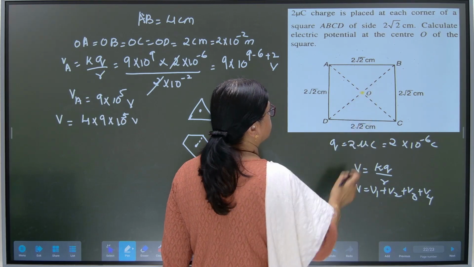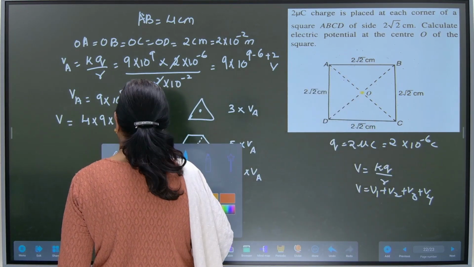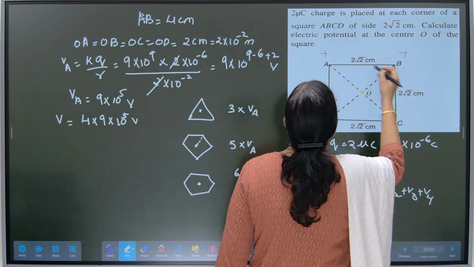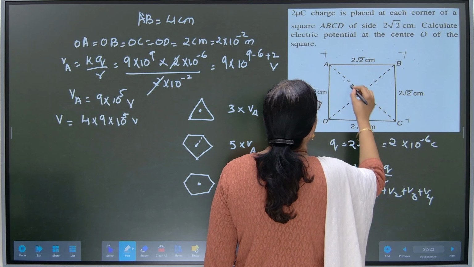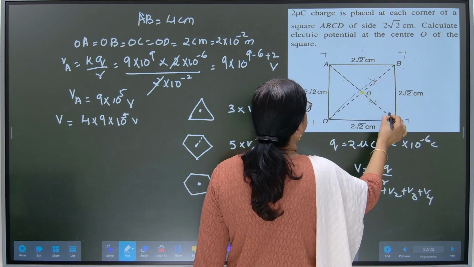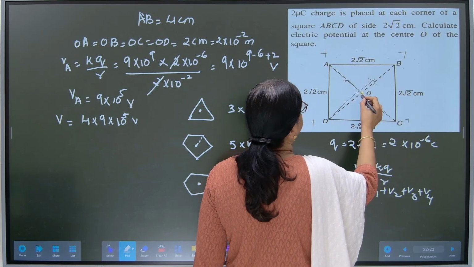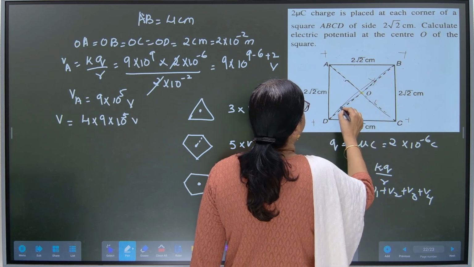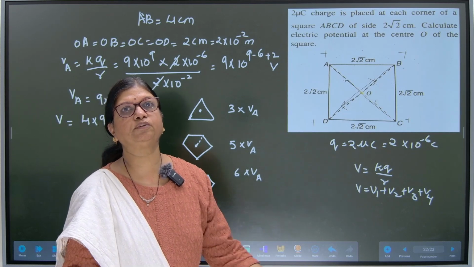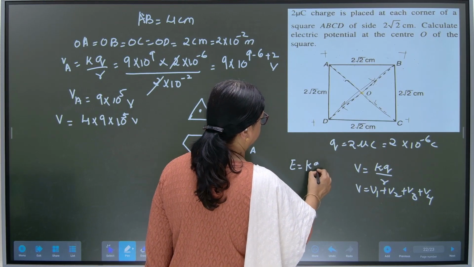Due to the same configuration, because all are positive charges, 2 microcoulomb, how would I draw? Fine? Due to each charge. Okay? Each positive charge. This is the way I would draw the directions, and use the formula of electric field. What is the formula of the electric field? E is equal to kq upon r square.